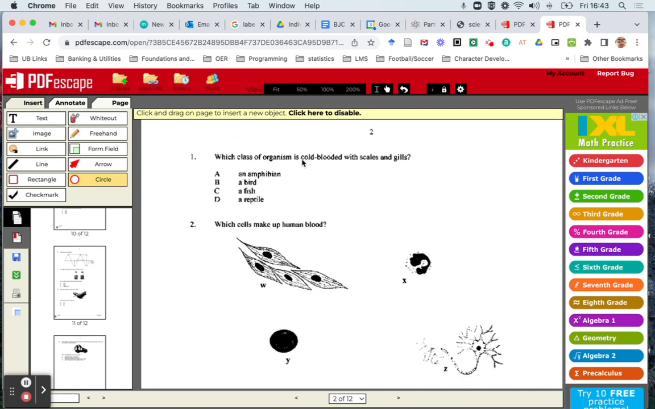Which class of organism is cold-blooded with scales and gills? Well, scales, you know, are going to be a fish or reptiles, and then gills, then it must be fish. So the answer there is going to be C.